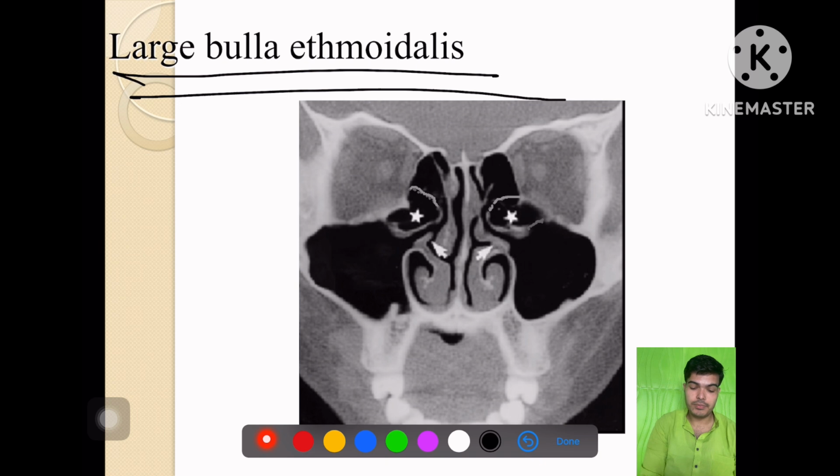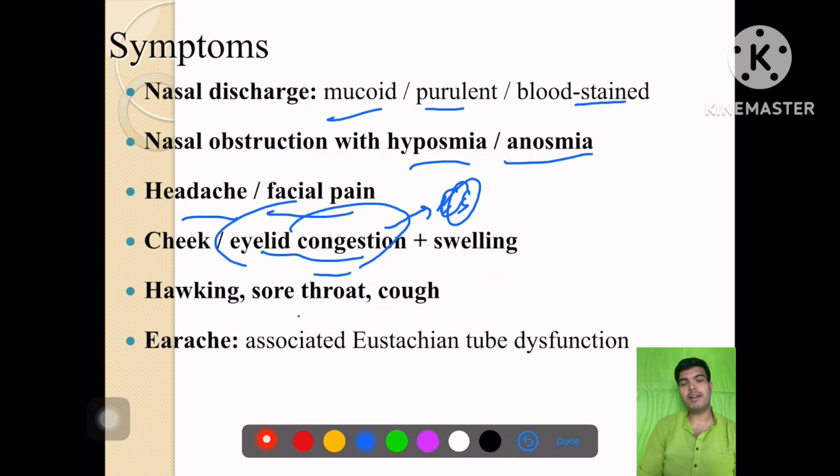Mucosal disease. So let's talk about the symptoms. Nasal discharge, I already told you: mucoid, purulent, blood stained. Septal spur, blood stained. If you have a crust and you dig your nose and take out that crust, it will also lead to blood stained discharge. Nasal obstruction, hyposmia, anosmia, headache, facial pain, congestion, eyelid congestion in the case of ethmoidal sinusitis. Sore throat, cough, I already told you, right?